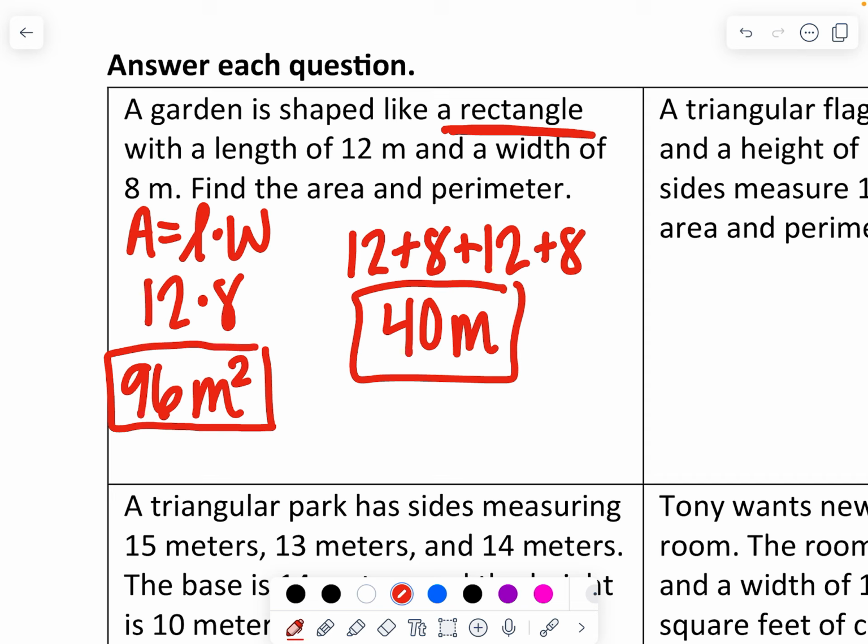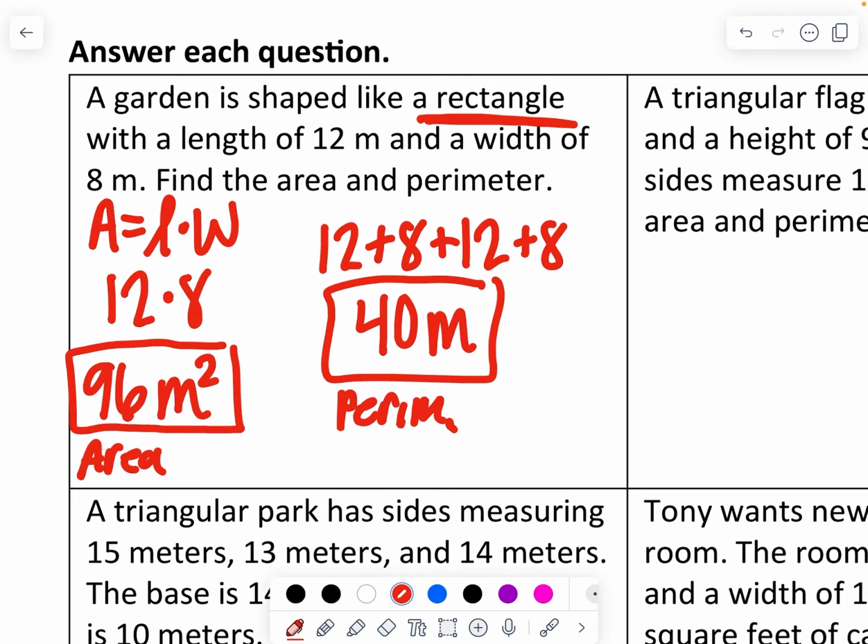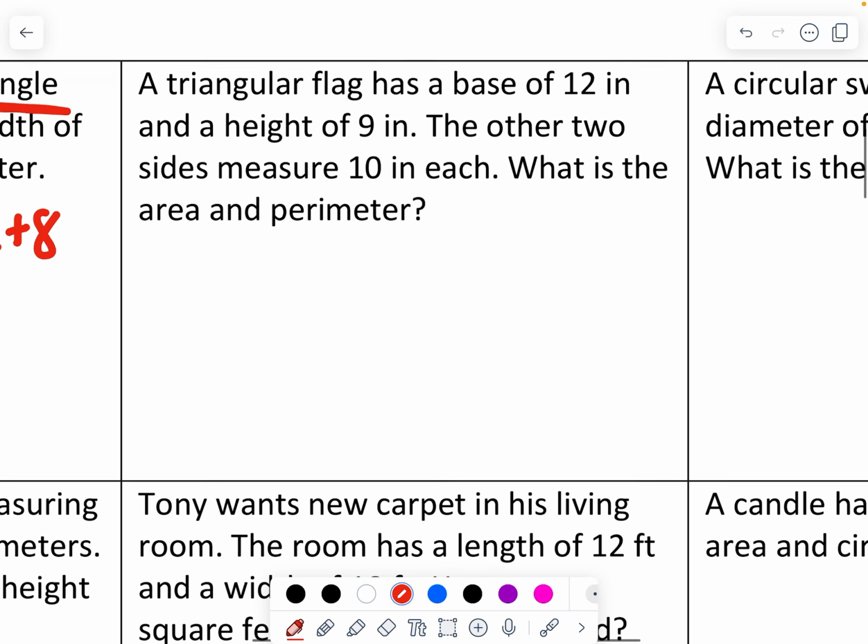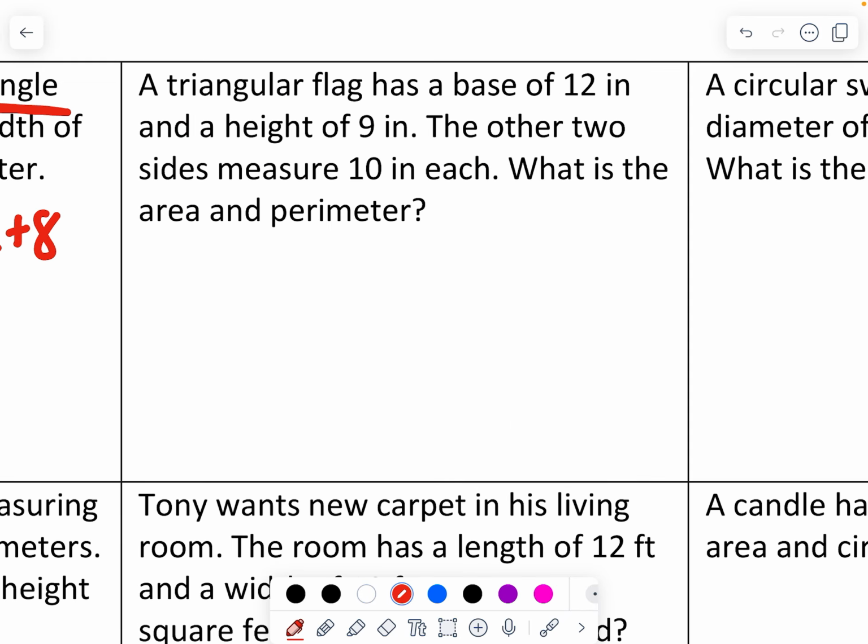I want you to make sure you're paying attention to the difference between area and perimeter. So if you need to label that this is area and this is perimeter, then do that if you need to. Okay. On this next one, it says a triangular flag has a base of 12 inches and a height of 9 inches. The other two sides measure 10 inches each. What is the area and perimeter?